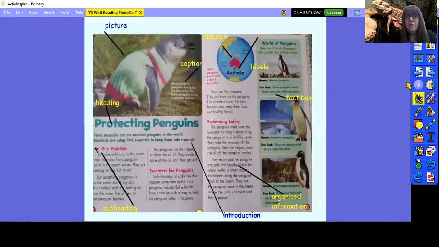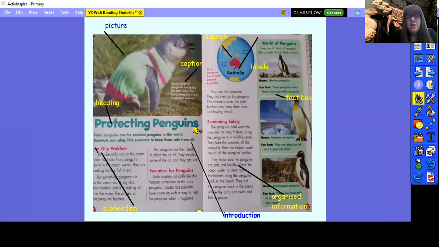So if we have a look at the non-fiction features of this text here, this is a text about penguins, you can see that I've already highlighted the different features. What have we already talked about? We've talked about fact boxes, and we've talked about the introduction, and we talked about subheadings. Obviously you have a main heading as well, the main heading of the title of the text you're writing about.